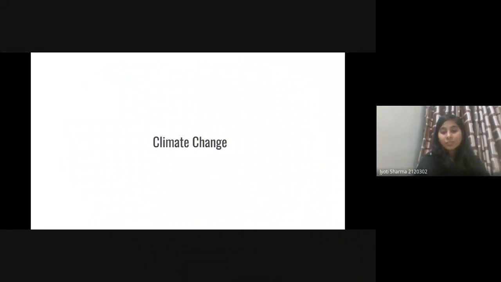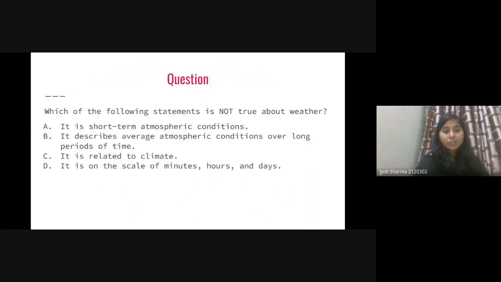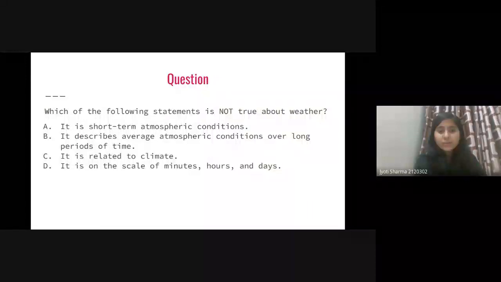Okay, so I have some questions about climate change. Which of the following statements is not true about weather? There are two terminologies. The first is weather and the second is climate. I just want to see whether you know the difference between weather and climate first. So can you tell me which statement is not true about weather?